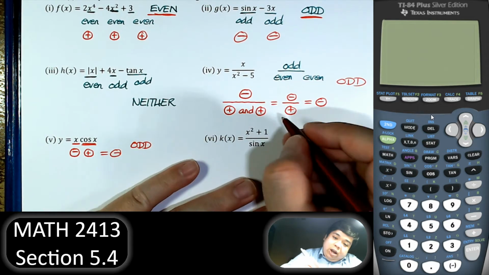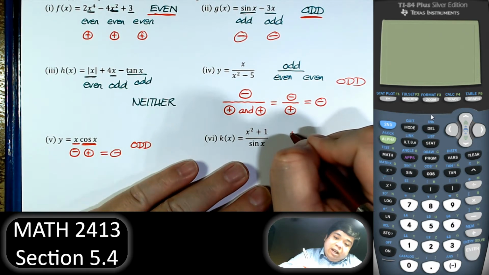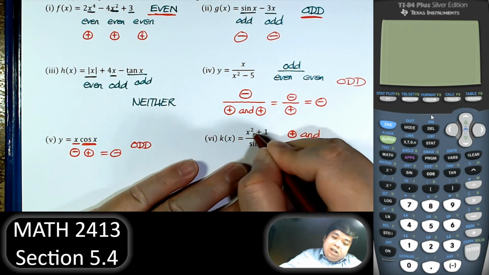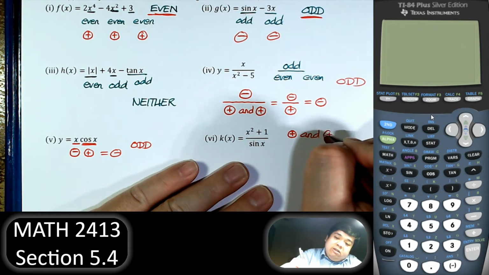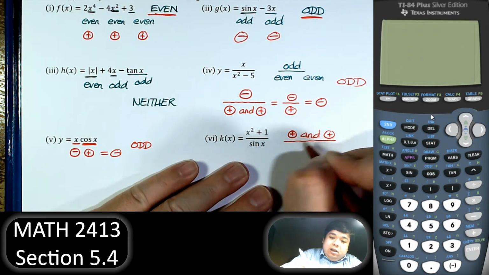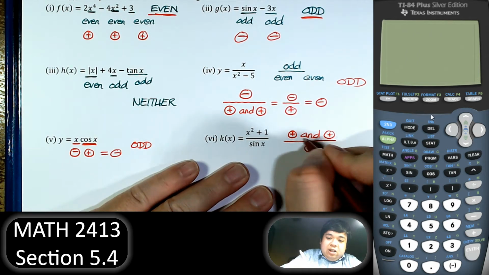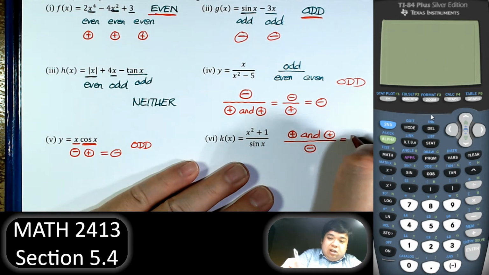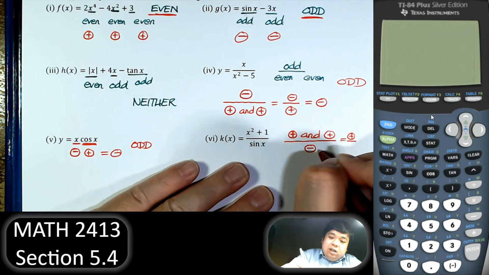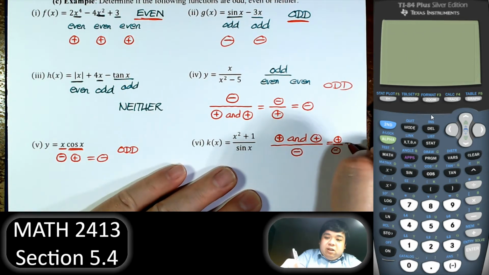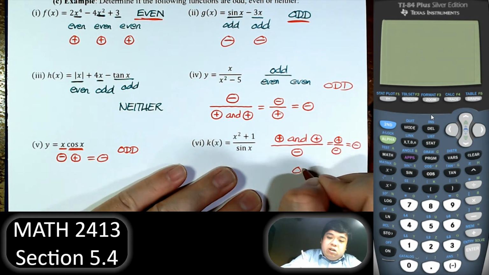Next one, x squared is even. I use the plus sign. And one constant is even. The bottom, sine x, sine is odd. A plus and a plus is a plus. Divide by positive, divide by negative is negative. So this one is also odd.